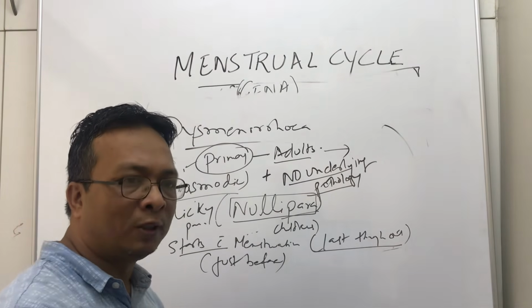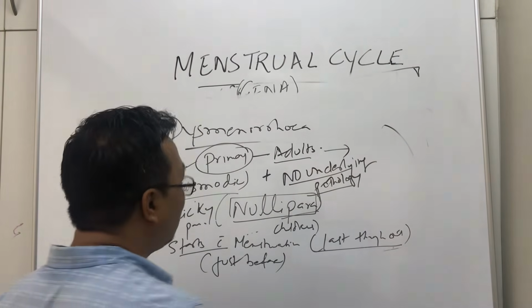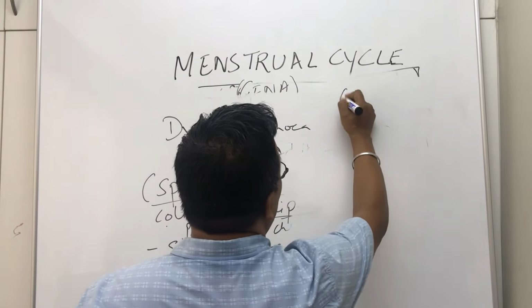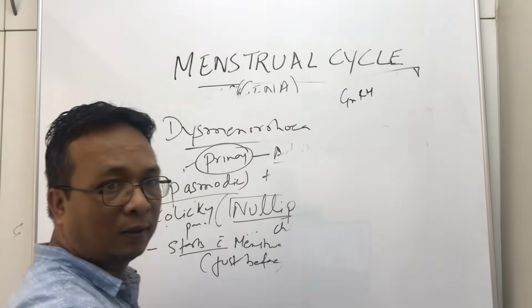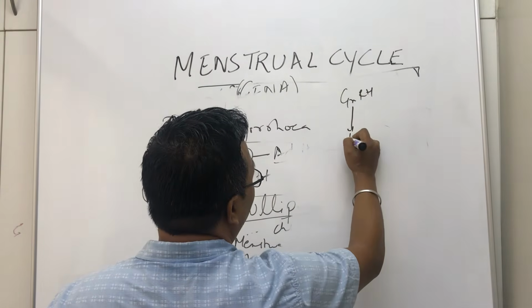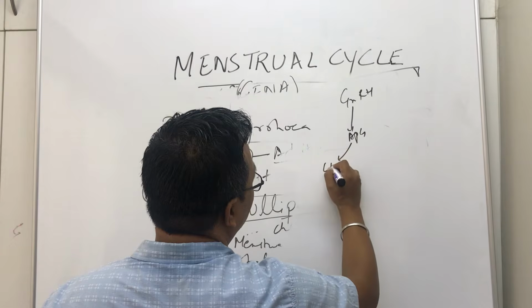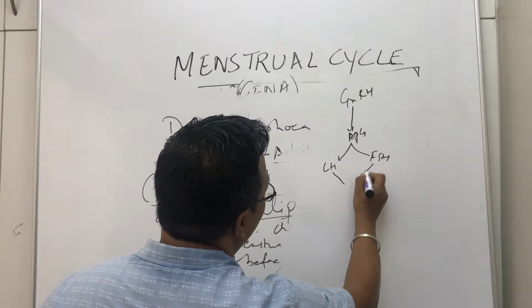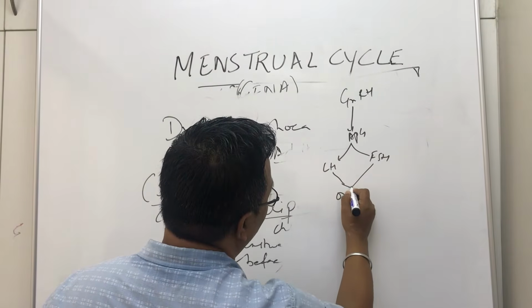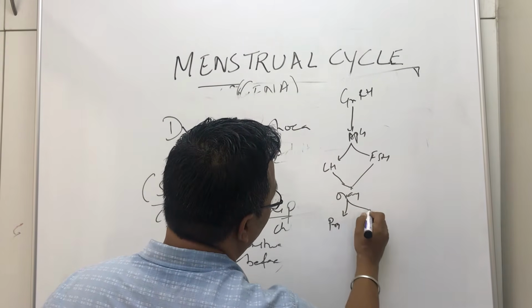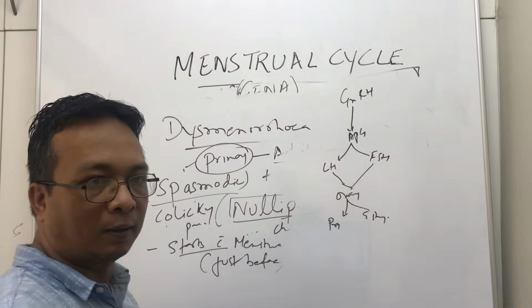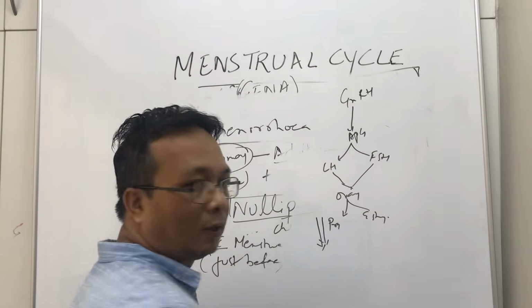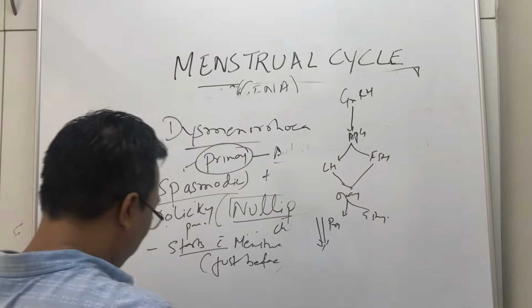Now, what is the pathophysiology? Why is there pain? Again, we have to understand the HPO axis. We know gonadotropin-releasing hormone, right? It stimulates the anterior pituitary gland, which secretes LH and FSH, right? LH and FSH go to the ovary to secrete progesterone and estrogen, right? So when the progesterone level goes down, we know what happens. The layer of the endometrium sloughs away.